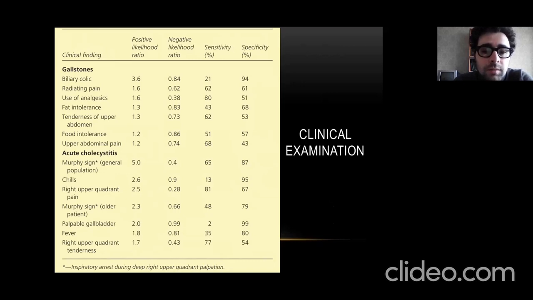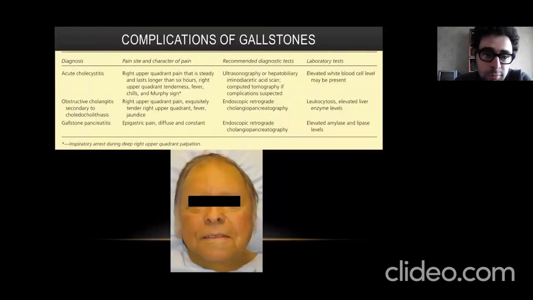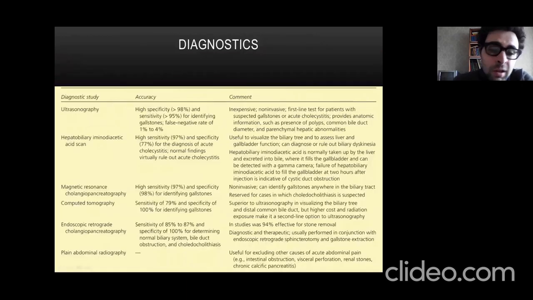Most patients have an anamnesis of gallstones, like biliary colics, radiating pain, fat intolerance, food intolerance, tenderness of the upper abdomen. You should always ask about it. Complications of gallstones: acute cholecystitis can also be complicated by specific complications, it means pancreatitis, cholangiolithiasis, and obstructive cholangitis. One of the most dangerous: with obstructive cholangitis always comes jaundice, mechanical jaundice.